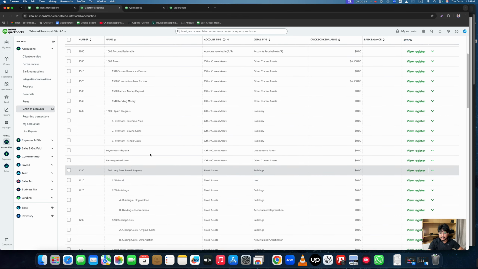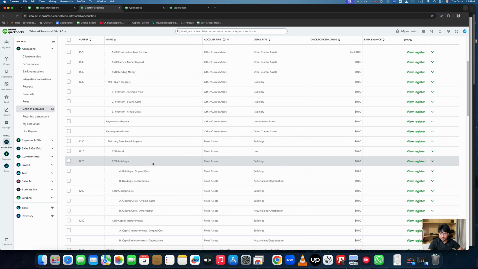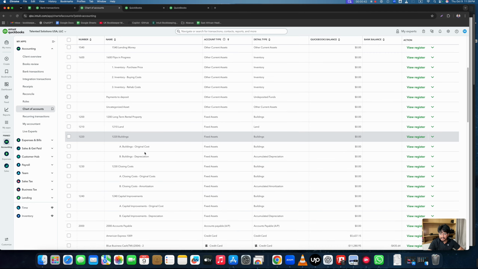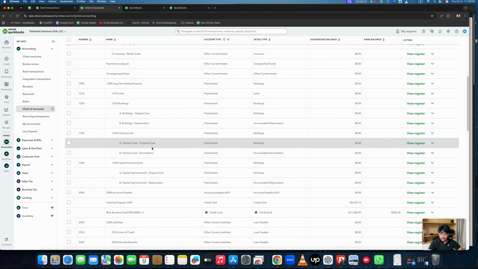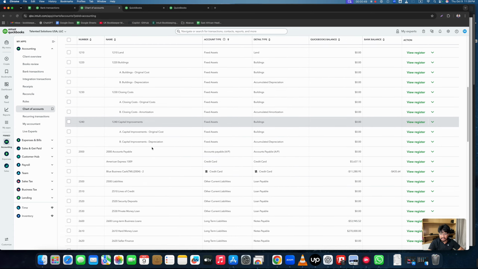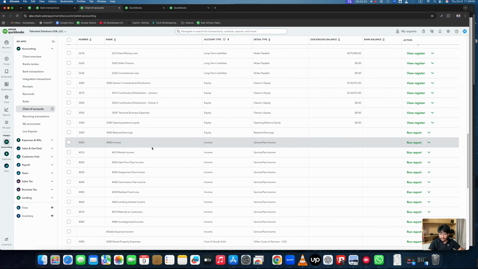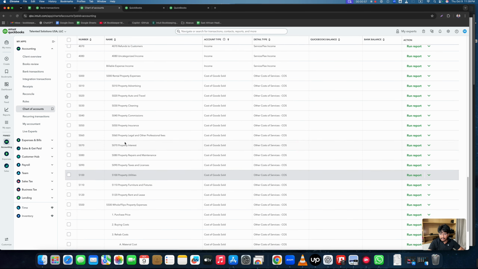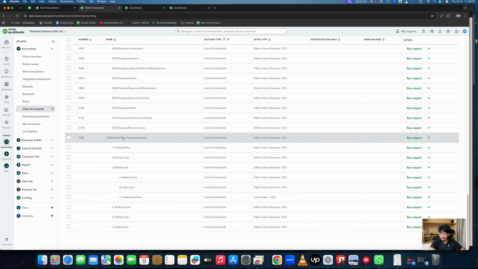So this is the chart of accounts I created for my client. You can see for the long-term rental property, there was land, building he bought, and buying cost, depreciation, closing cost, original cost, amortization, and some other accounts. I also created accounts for the flip and fix. These are all for rental property, and these are for the flip and fix.